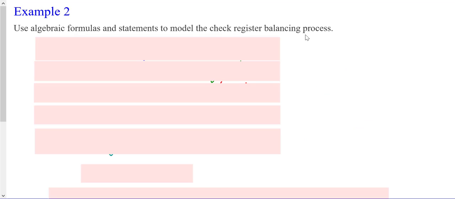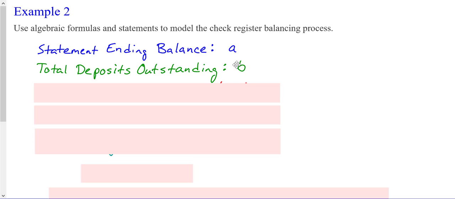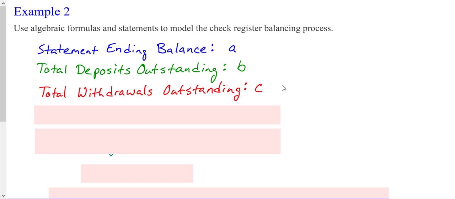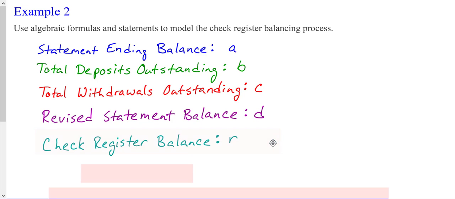So let's make an algebraic formula and statements that model this process. Okay, so let's say the statement ending balance is A. Total deposits outstanding is represented by B. Total withdrawals outstanding is represented by C. And then our revised statement balance will be D. And our check register balance is going to be R.